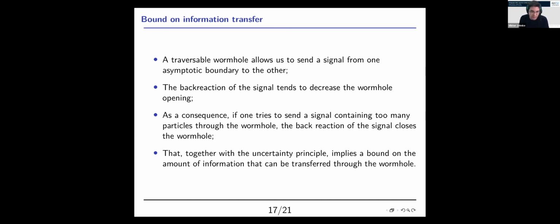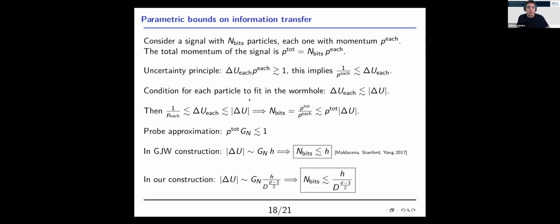So that, together with the uncertainty principle, implies a bound on the amount of information that can be transferred through the wormhole. Let me try to explain this in more detail. Consider a signal with n bits, so n particles, each particle with momentum p. The total momentum of the signal is n times the momentum of each particle. We don't want this total momentum to be very large because the back reaction closes the wormhole. So we want to be in the probe approximation. But if I send too many particles, maybe I'm going to be outside of the probe approximation.